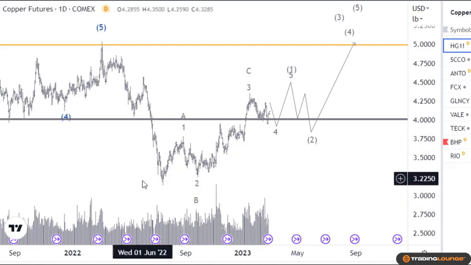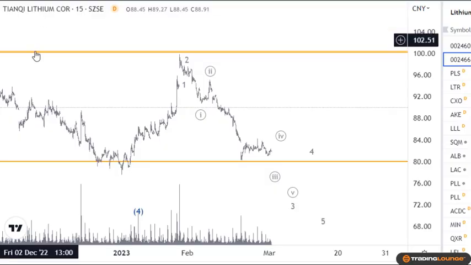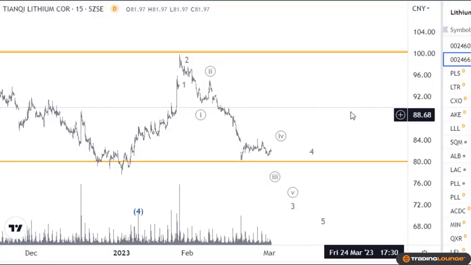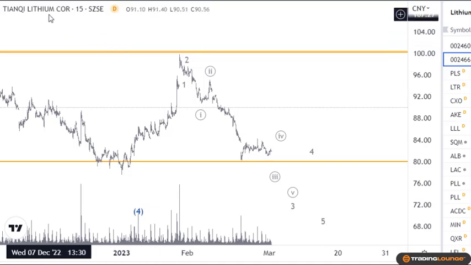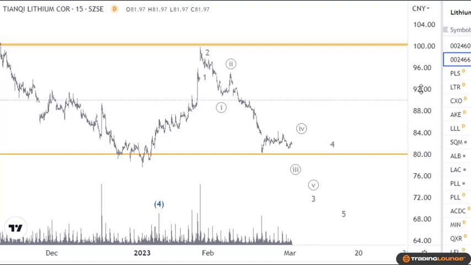We need to work out if we're going to get an impulse wave here. That's the story with copper and all its copper stocks within all of that. And the lithium. So this is the biggest lithium stock in the world, $150 billion worth out of China. It's got interests in Australia. And all I can say is all the lithium stocks will be doing this.